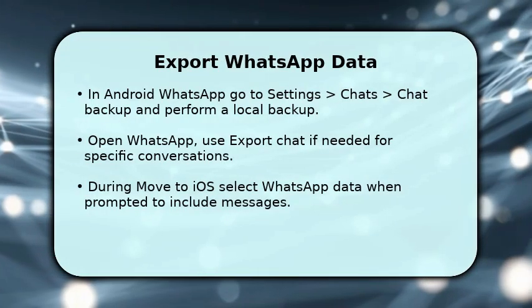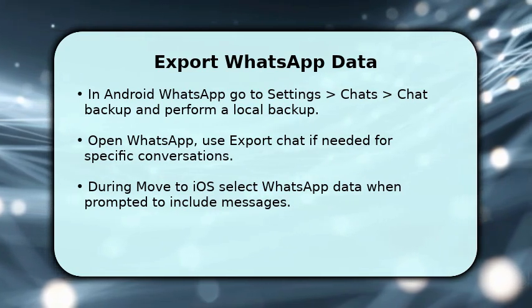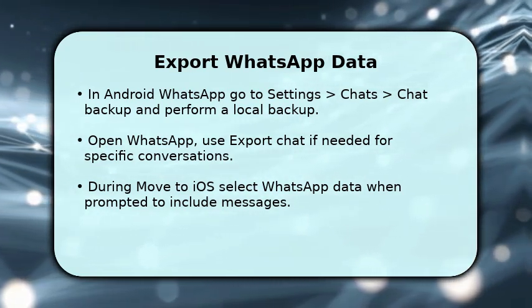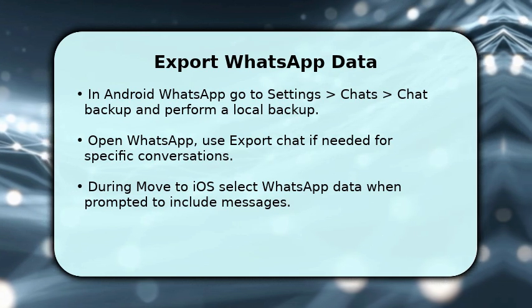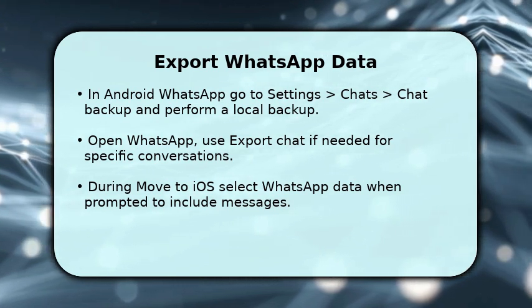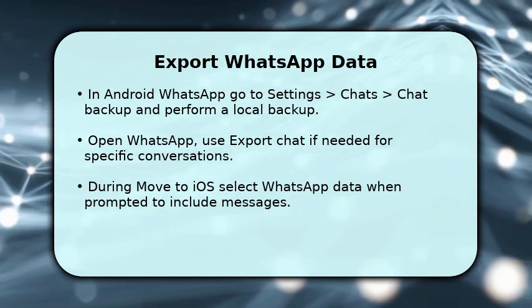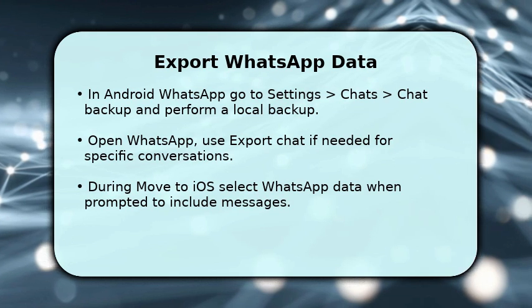Now focus on WhatsApp itself. Create a fresh local backup on Android: Settings, Chats, Chat Backup, so the app packages recent messages and media. Once the Move to iOS session is active, the tool will detect transferable apps. Select WhatsApp to include messages and attachments.